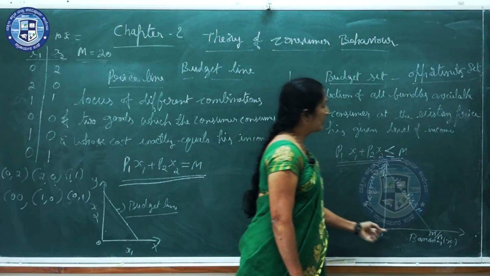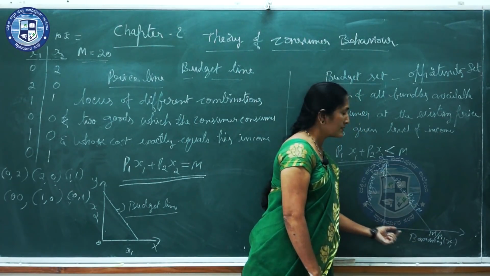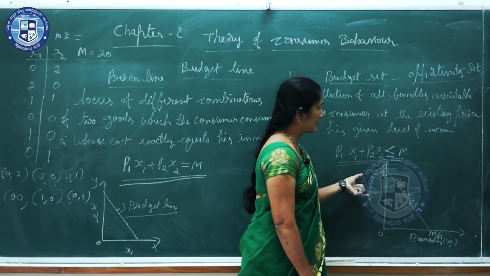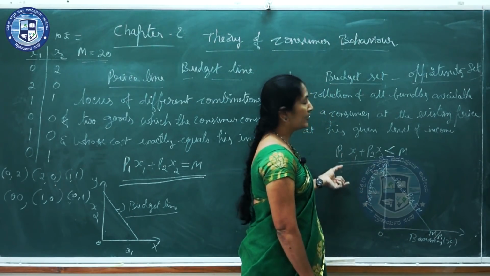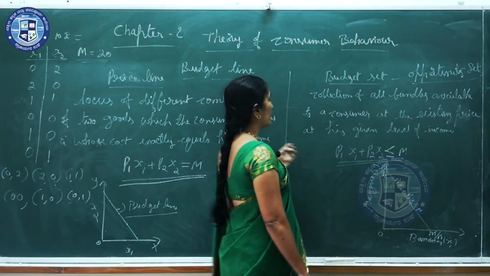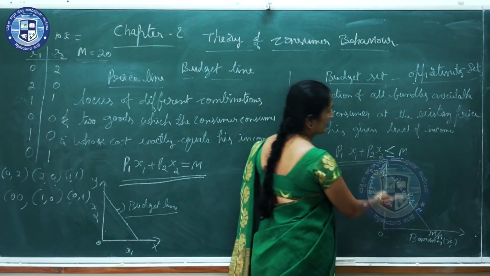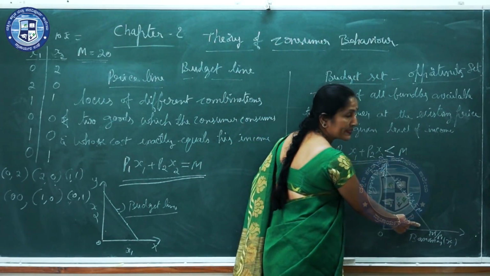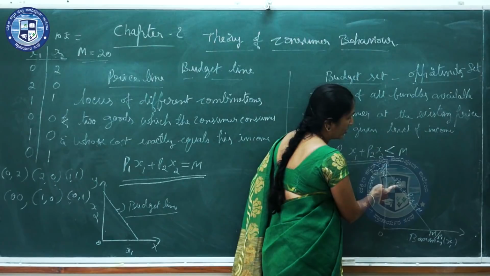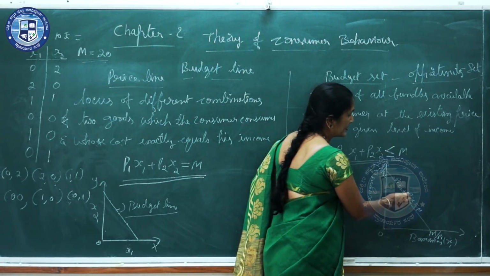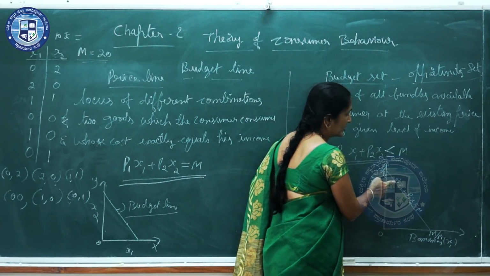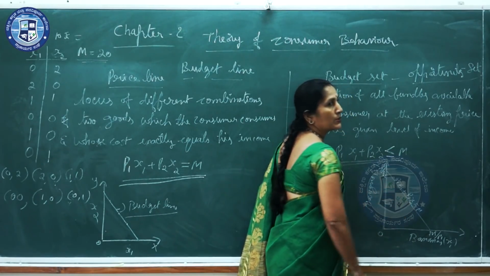I said the OX axis is bananas and the OY axis represents mangoes. When we plot all these bundles and join them, we will get a downward sloping straight line. This is called the budget line. Here we write P1 x1 plus P2 x2 is equal to M.